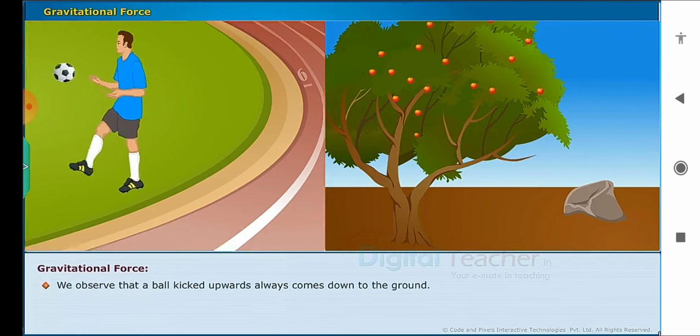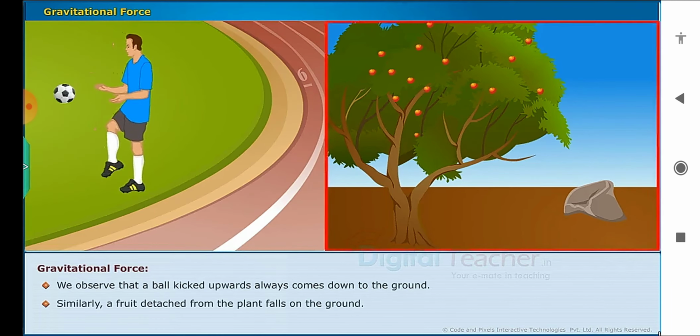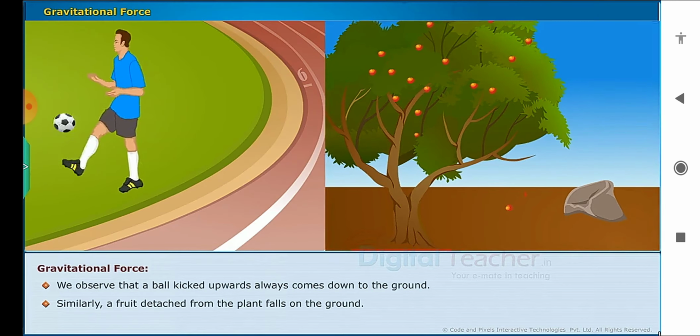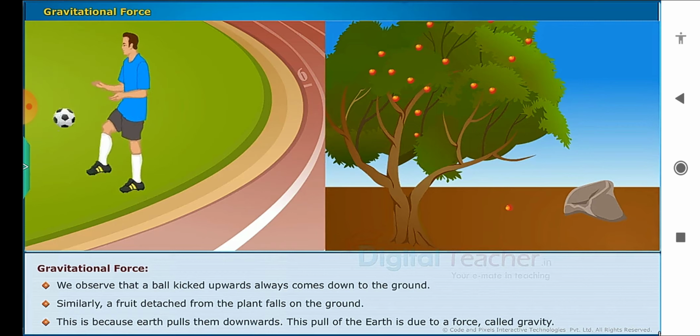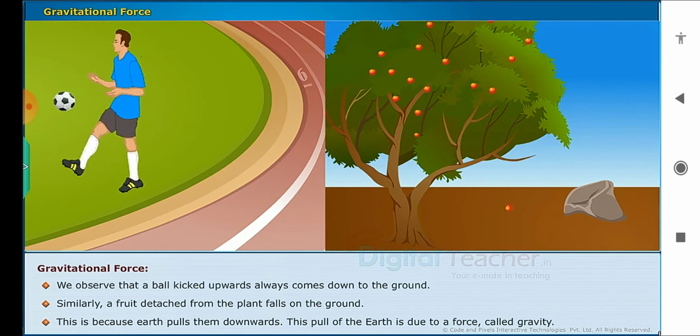We observe that a ball kicked upwards always comes down to the ground. Similarly, a fruit detached from the plant falls on the ground. This is because earth pulls them downwards. This pull of the earth is due to a force called gravity.